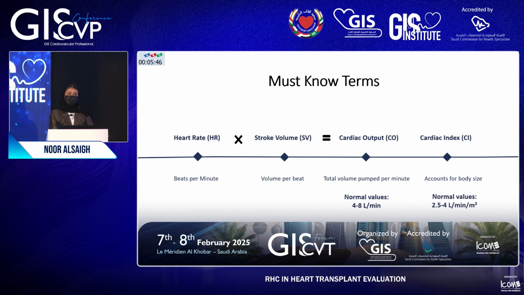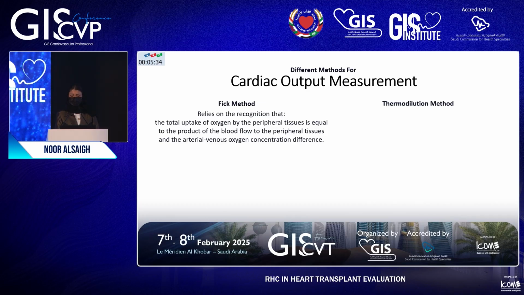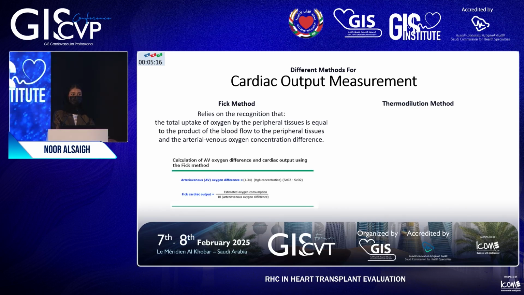So if we are going to measure the cardiac output in the cath lab, we have two methods, one called Fick and the other called the thermodilution method. What are the differences and what are the concepts of these two? Starting with Fick, it relies on the recognition that the total uptake of oxygen by the peripheral tissue is equal to the product of the blood flow to the peripheral tissues and the arterial-venous oxygen concentration difference. Therefore, the formula for cardiac output by Fick equals the estimated oxygen consumption divided by the arterial-venous oxygen difference.